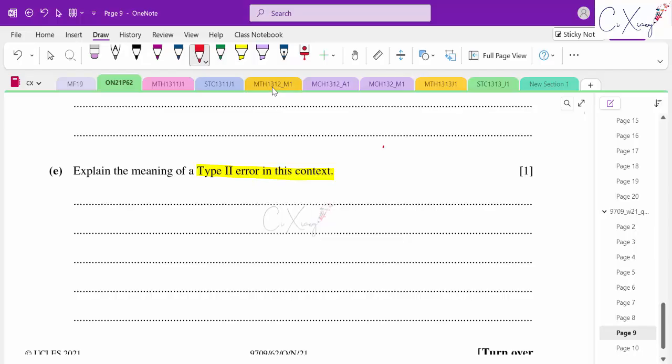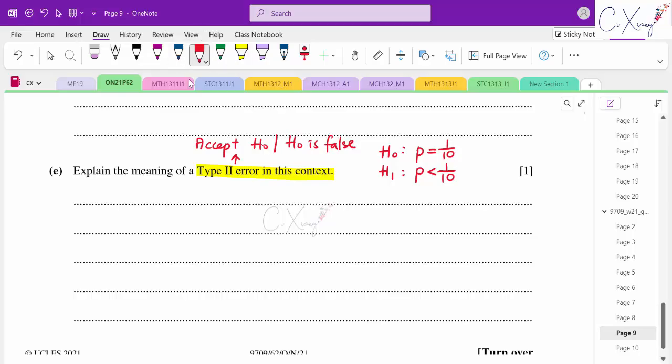Okay, so before that, I try to write out my null and alternative hypothesis again. Null hypothesis is p equals 1 over 10. Alternative hypothesis is p less than 1 over 10. Type 2 error, the definition is accept the null hypothesis when the null hypothesis is false. Accepting the null hypothesis means that we conclude that p is equal to 1 over 10.